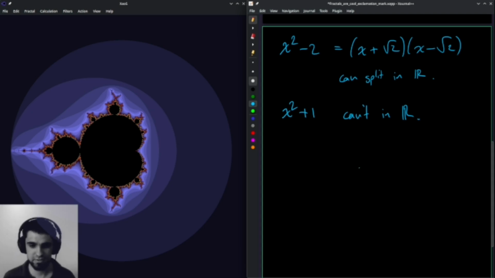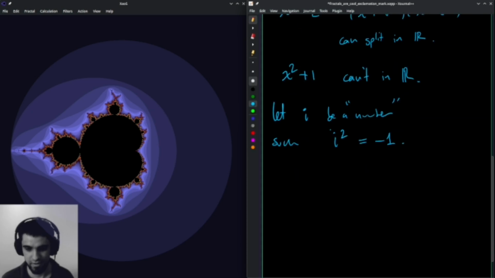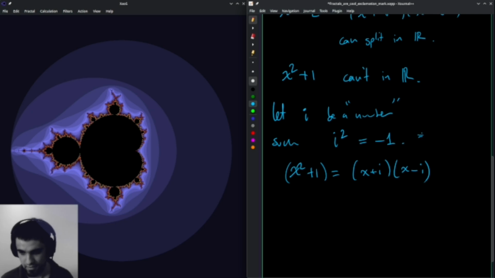And so the question is, can we artificially create a solution for this? This is what the complex numbers are all about. We let i be a number, whatever number means, such that whenever I write i squared, I replace it with -1. And so in a way we are artificially creating a solution. So we can split x squared plus 1 as x plus i and x minus i, because if we have i squared equal to -1, this implies i squared plus 1 is equal to 0.